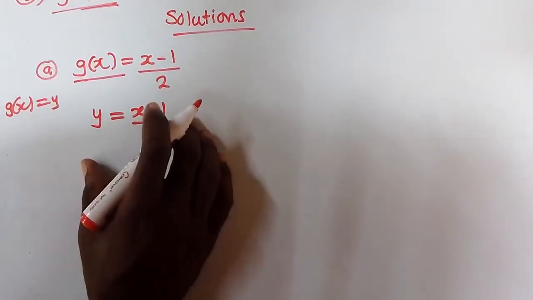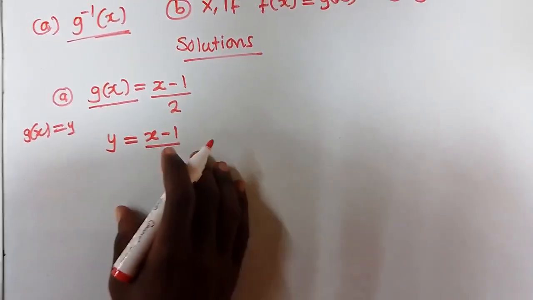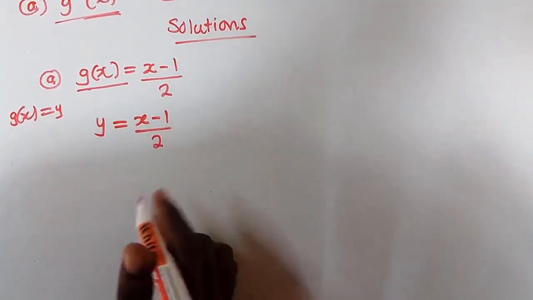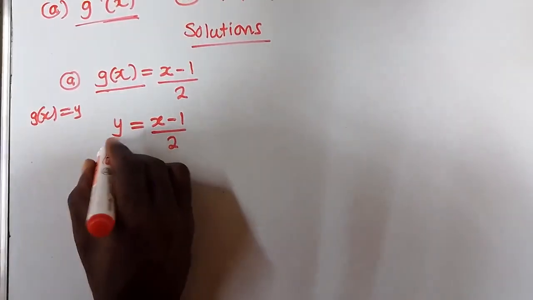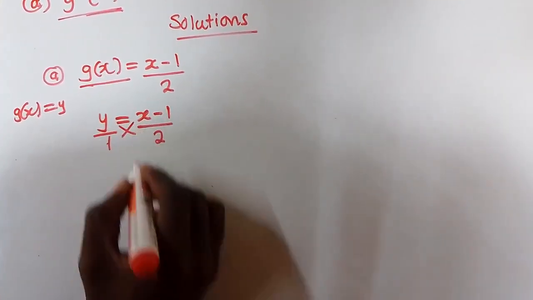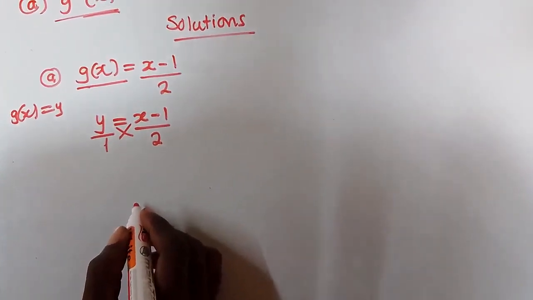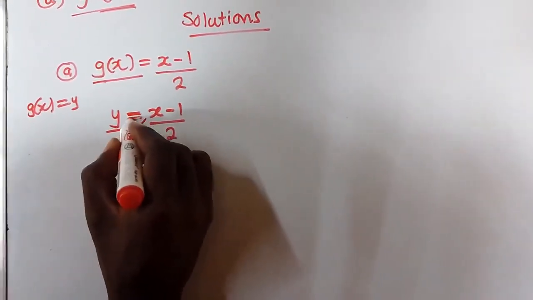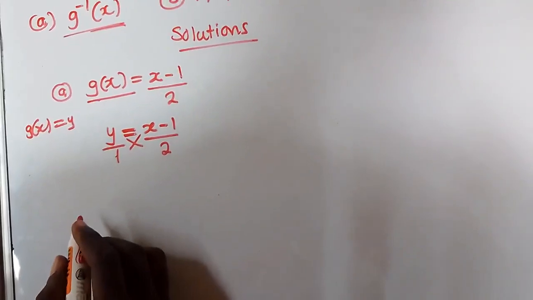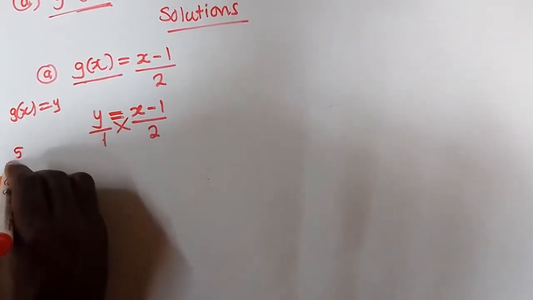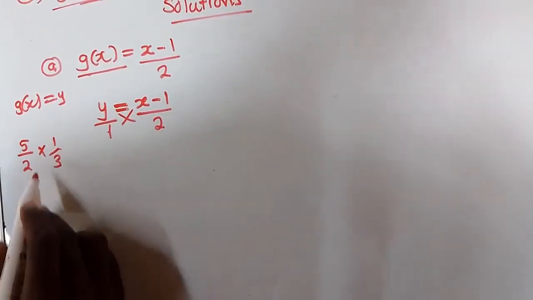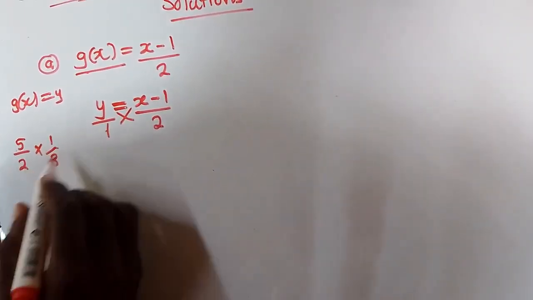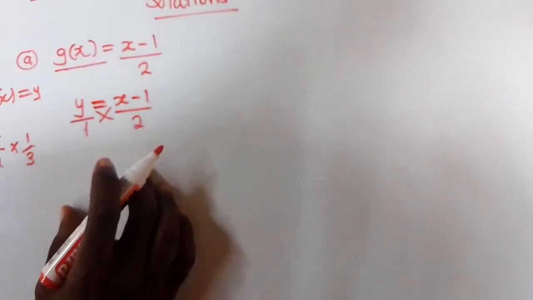After you reach here, you need to make x the subject of the formula. So you say over 1 here, then you cross multiply. You can only cross multiply if you have an equal sign. But some people find it difficult. If you've got numbers like 5 over 2 times 1 over 3, you cannot cross multiply. We only cross multiply when we've got an equal sign like this.